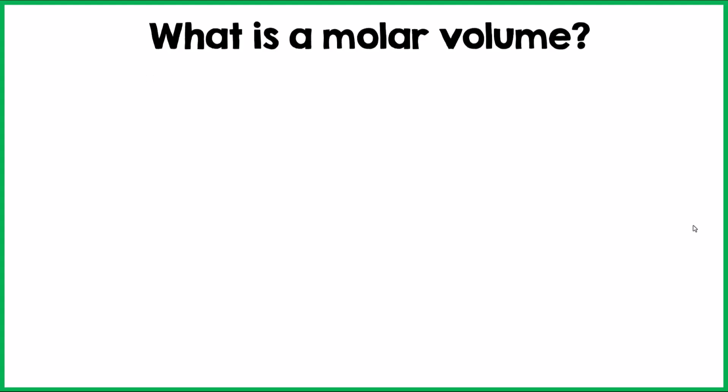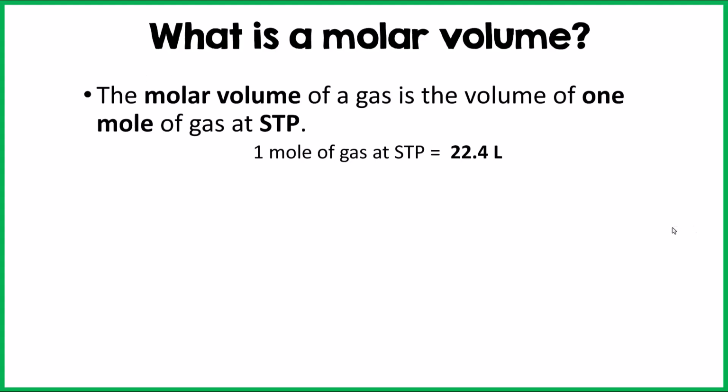What is a molar volume? The molar volume of a gas is the volume of 1 mole of a gas at STP. So 1 mole of a gas at STP is 22.4 liters. So that gas, whatever that gas is, 1 mole of it at STP will always take up 22.4 liters when we're discussing standard temperature and pressure.